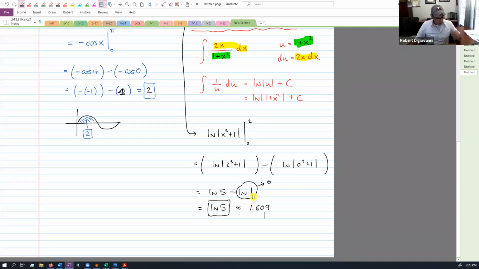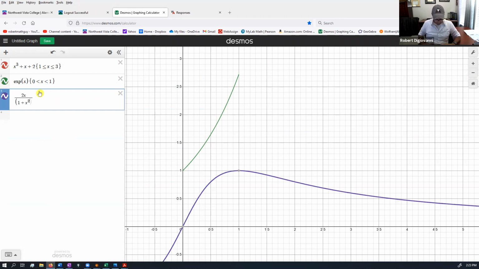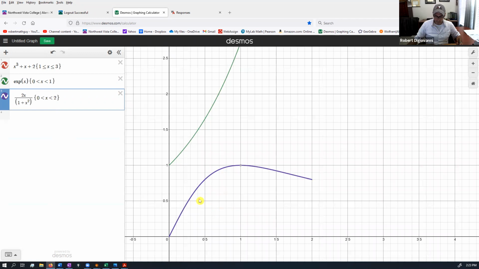So the area is about 1.609 for the function 2x over 1 plus x squared on the interval 0 to 2. 0 to 1, is that what it was? No. 0 to 2. There we go. So there's the curve. The area underneath it is that. Okay, good.